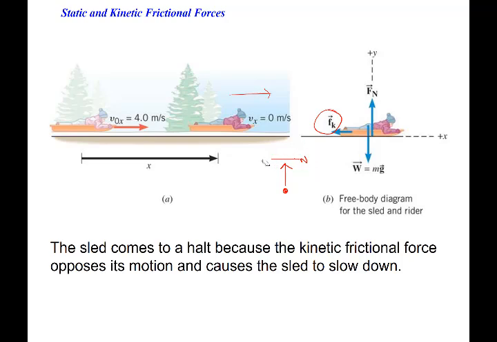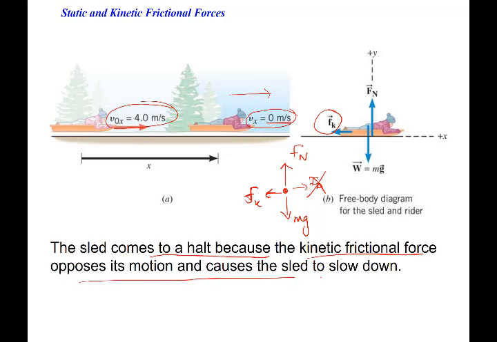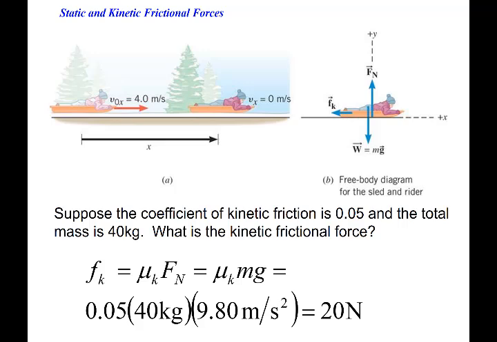Remember, in the free body diagram, we don't draw the whole person, we draw a dot for it, and mg in the downward direction. Force of friction, small k, is shown this way, but since it was given a push, there is no applied force in this direction continued. It just has a force of friction, and there is acceleration because the velocity is changing. The sled comes to a halt because kinetic frictional force opposes its motion and causes the sled to slow down.